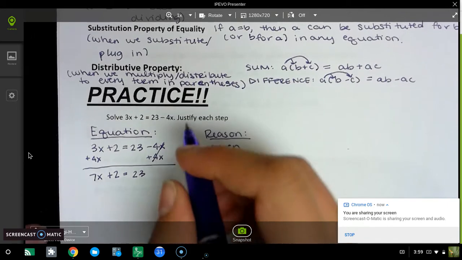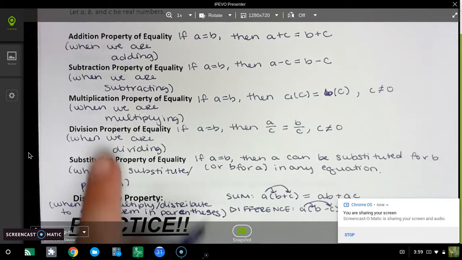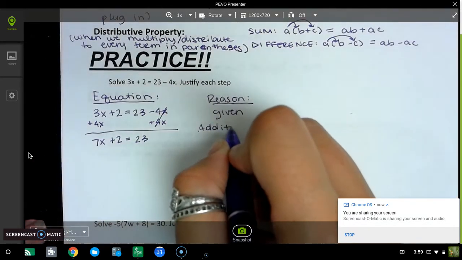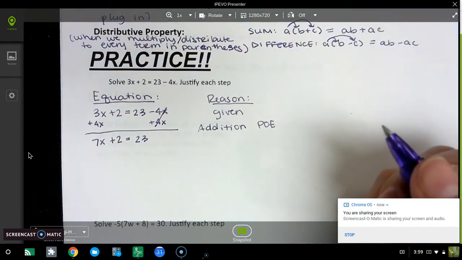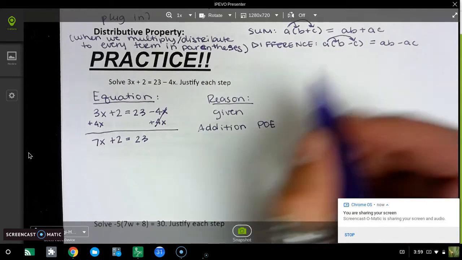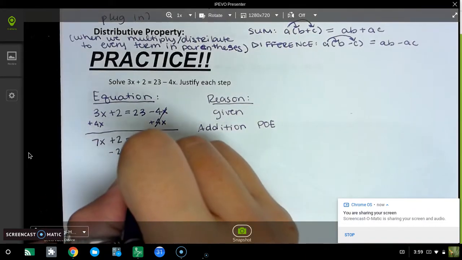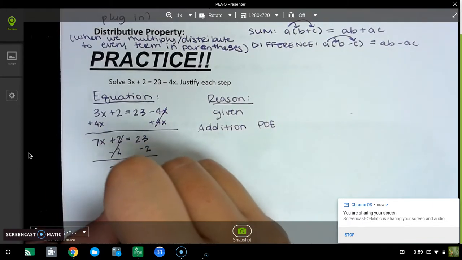This reason right here, that's called the addition. Okay, let's look back up here. It's called our addition property of equality. And instead of writing out property of equality, I'm just going to write POE. My next step, I'm sure you know what it is. Subtract 2 from both sides. These are going to cancel out, so I get 7x equals 21.